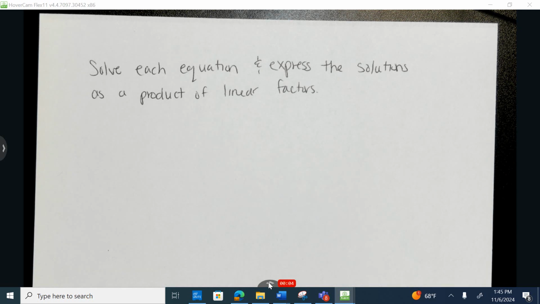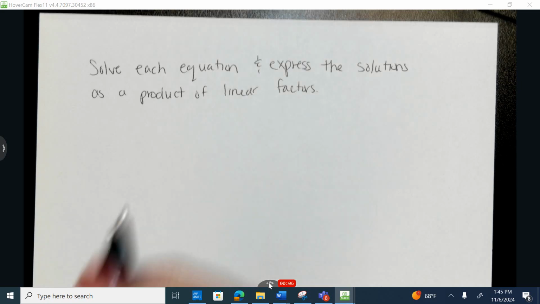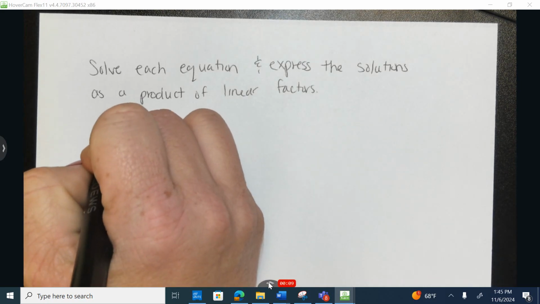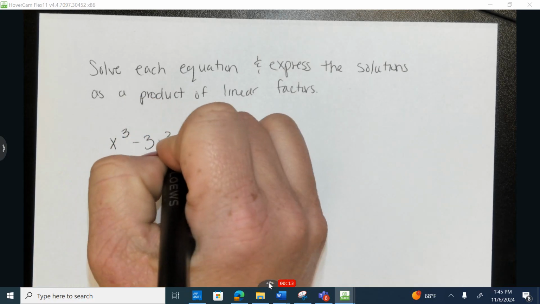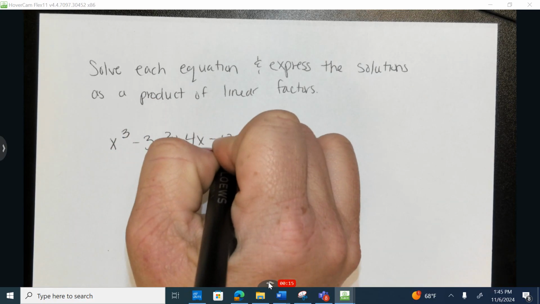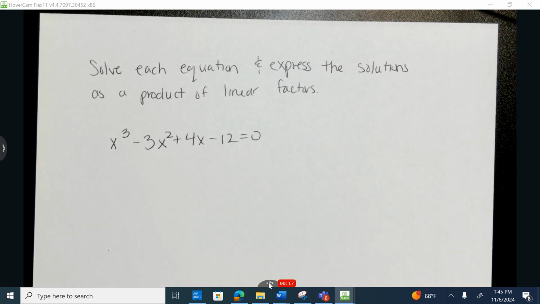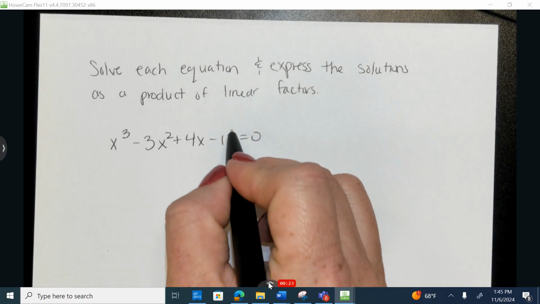Express the solutions as a product of linear factors. Let's look now at example number 1. X cubed minus 3x squared plus 4x minus 12 equals 0. Please take notes throughout this video. So we're going to take what we learned in Unit 5.